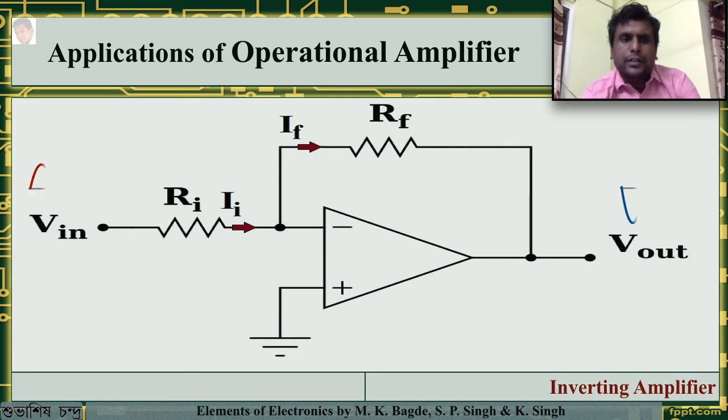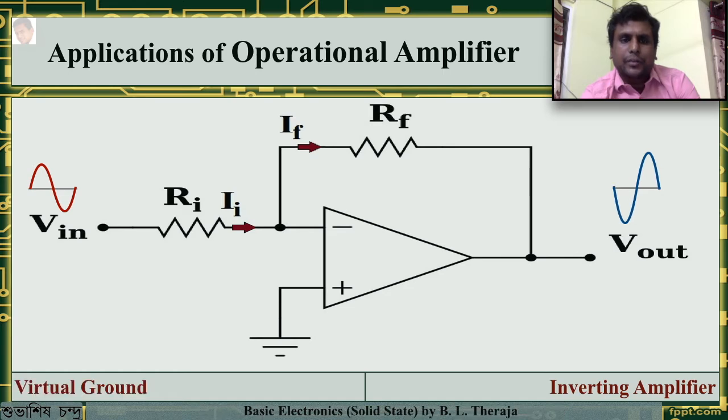If we provide input voltage, as you can see on the left of your screen, the output is obtained as shown in the right of the screen. The output is amplified but is 180 degree out of phase with the input, and that is why this amplifier is called as the inverting amplifier. The inverting amplifier gives rise to a very interesting concept called the virtual ground.